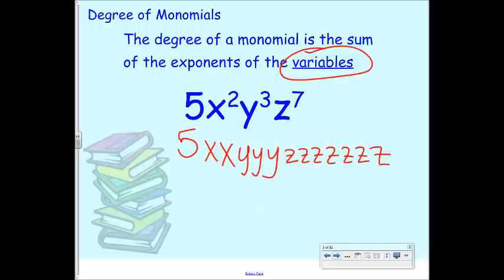But I don't want to write all that out. That's long. So we condense it by using exponents, right? The degree of the monomial, again, is just how many variables do you have. So how many x's do I have? 2. How many y's? 3. And how many z's? 7. So how many altogether is that? 12. So the degree of this monomial is 12. Brendan, do you have a question?